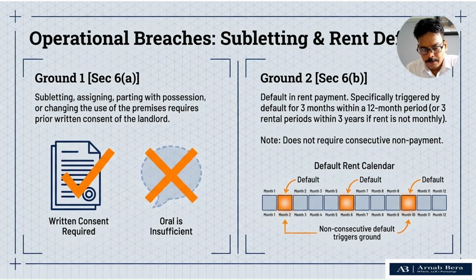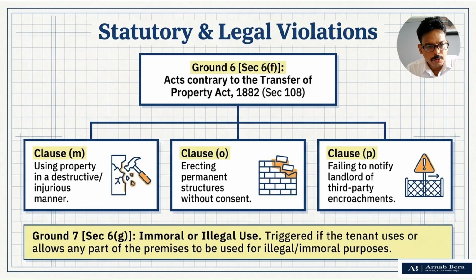Okay. Now, if we go to the next slide, then statutory and legal violations. It comes under ground 6, section 6F. Under section 6F, this is the Transfer of Property Act 1882, section 108. There, clause M is using the property in a destructive or injurious manner. Clause O is erecting a permanent structure without the consent of the landlord. And clause P is failing to notify the landlord of third party encroachment.